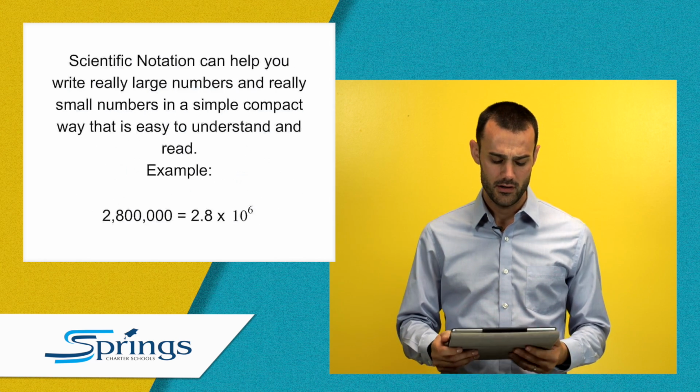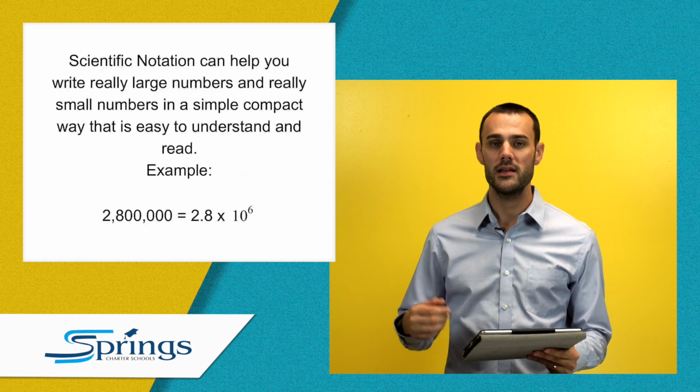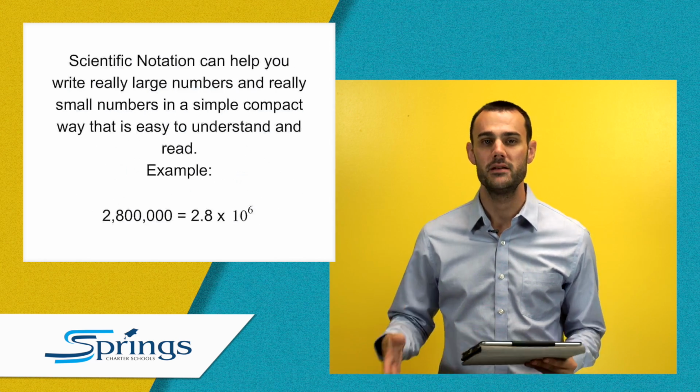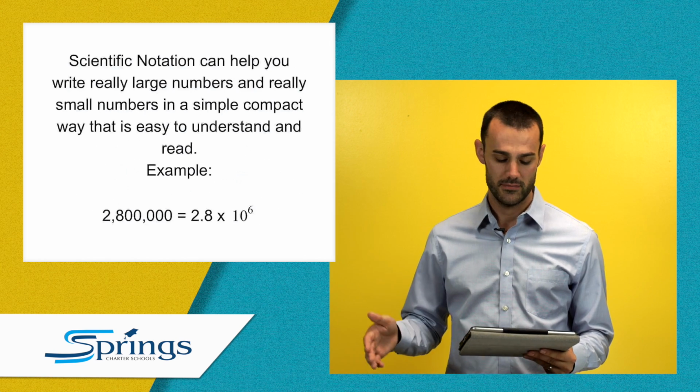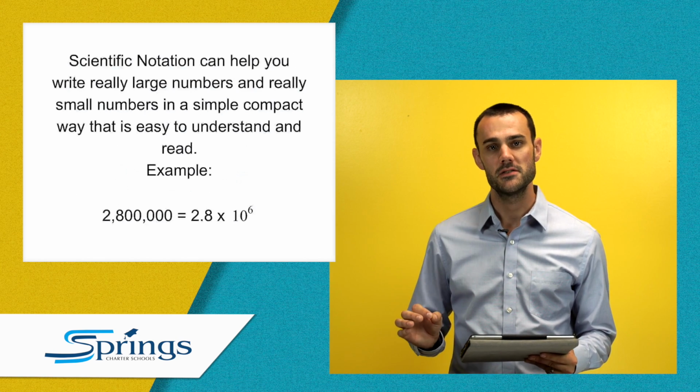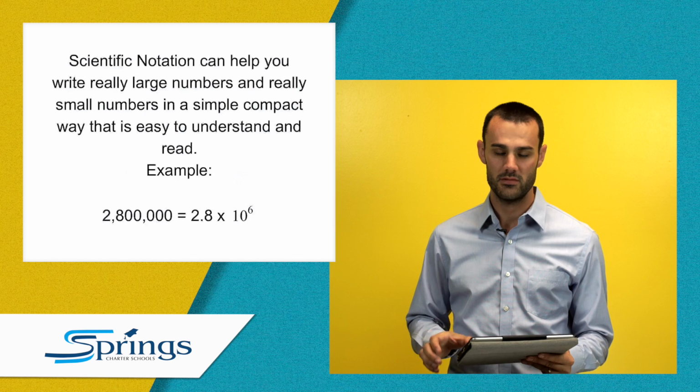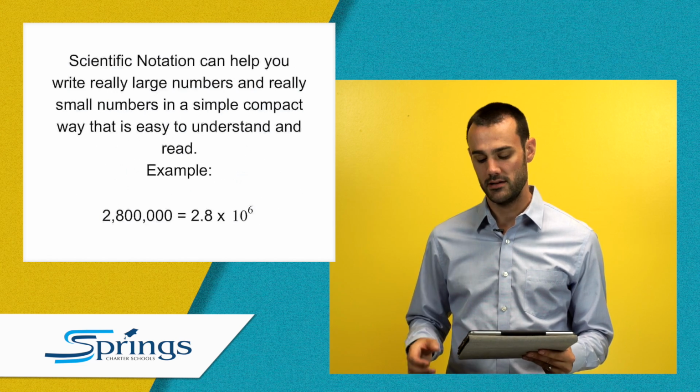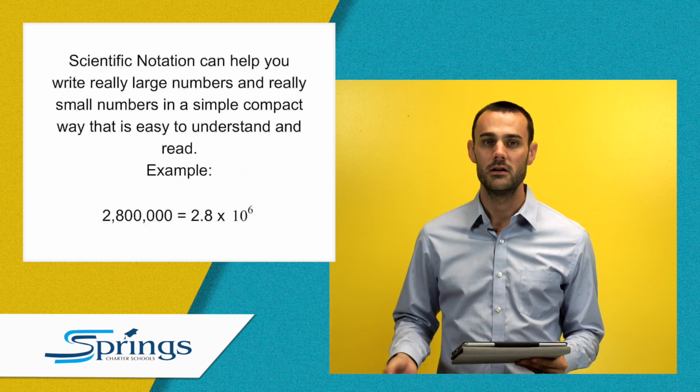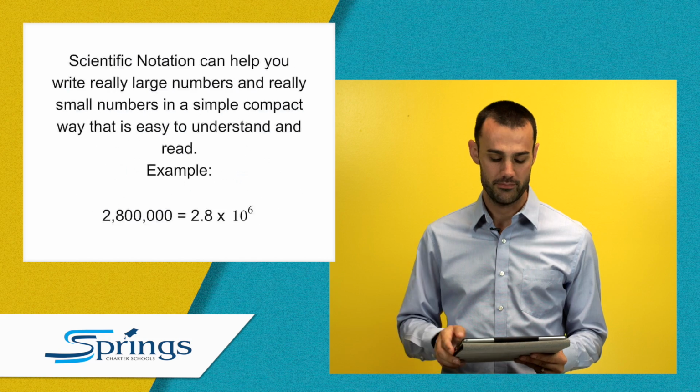So at the bottom of the screen, we have 2.8 million listed here. Now that's a big number with lots of numbers at the end. So when we use scientific notation, we can compact that big number to something like this, 2.8 times 10 to the 6th power. Now we're going to go further into this in a little bit.